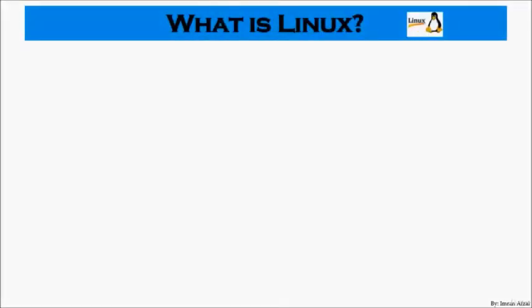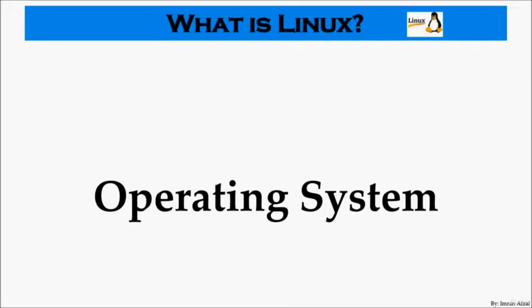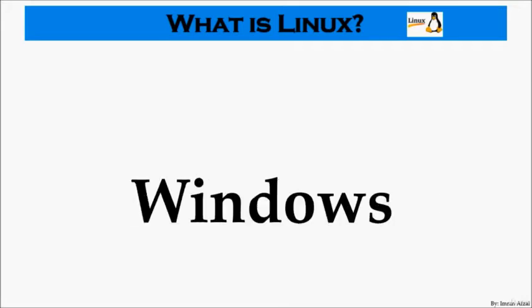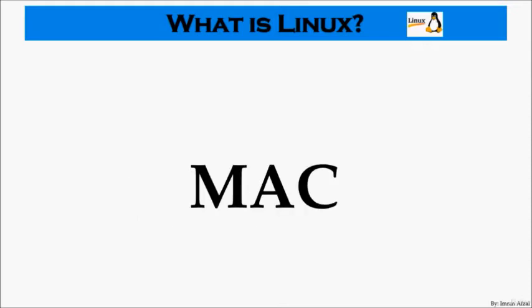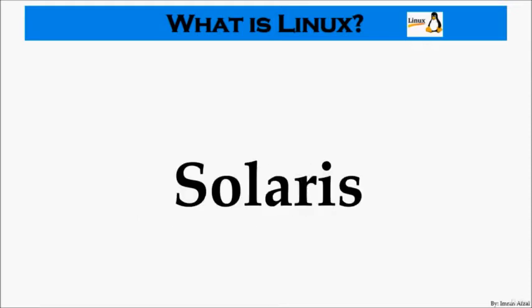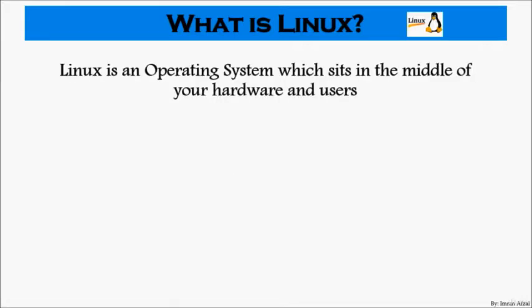What is Linux? Of course, we are going to learn Linux, but we do want to know what exactly Linux is. Linux is an operating system. It's just like any other operating system. For example, Microsoft has Windows, Apple has Mac, and Sun, which is now owned by Oracle, has Solaris running on Sparc hardware. Linux is an operating system which sits in the middle of your hardware and the users. The users are the ones who run the applications. So it's like a middleman or a bridge that takes the commands from users and translates them to hardware.